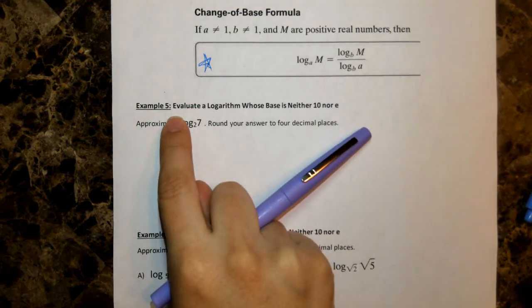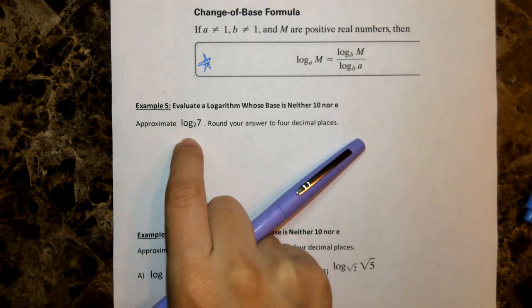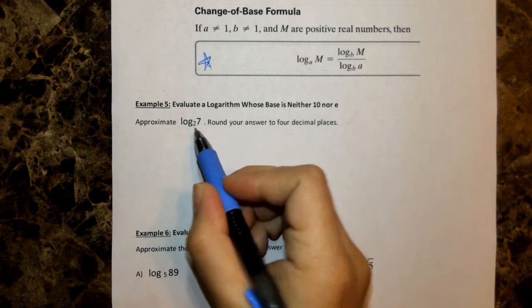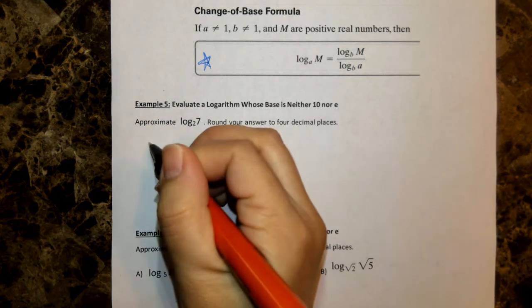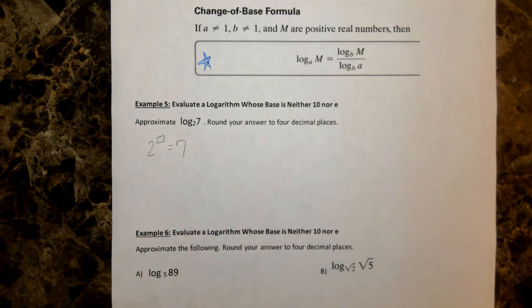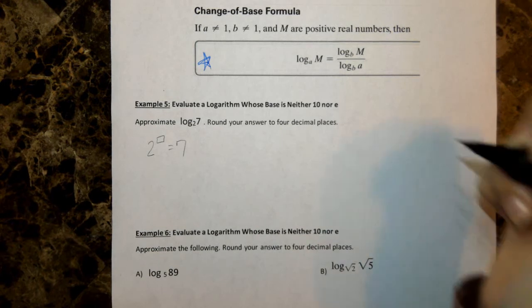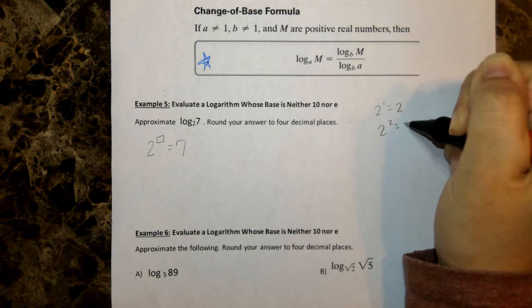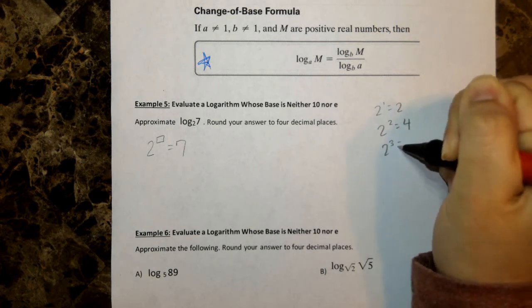For example, let's start with example 5. It says approximate what is log base 2 of 7. Now remember, what that's asking us, it's asking us 2 raised to what power is going to give us 7. And that's kind of hard to figure out, because there's not going to be like 2 to the first power is 2, 2 to the second power is 4, 2 to the third power is 8.